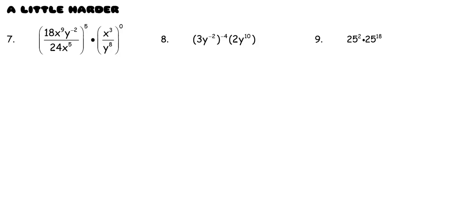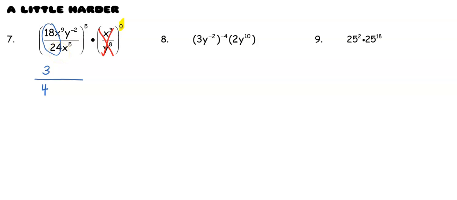But number 7 has a little trick to it. All of a sudden I see that raised to the 0 power. That means all of that is just going to be equal to 1, so it doesn't really even matter. When I look at these pieces, I do want to simplify what's inside first. So I see 18 over 24. That's just a fraction that simplifies down to 3/4. They both can be divided by 6.